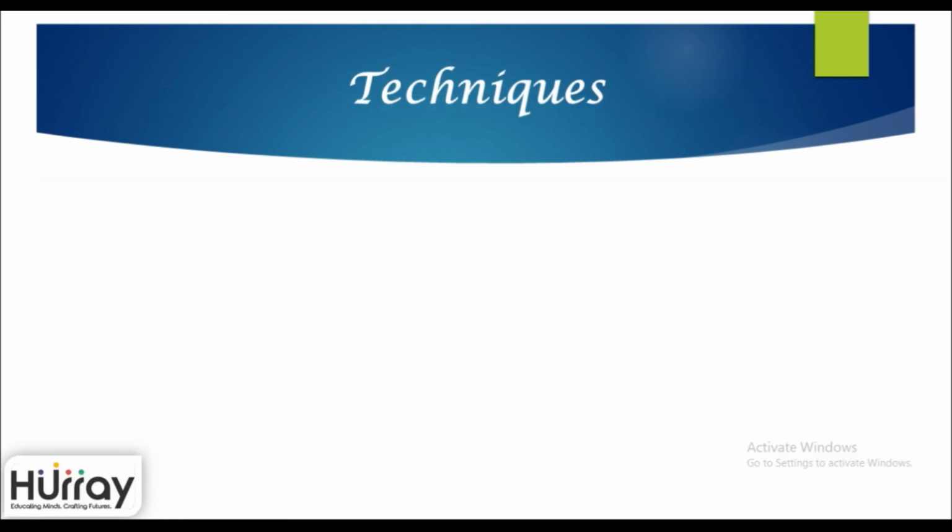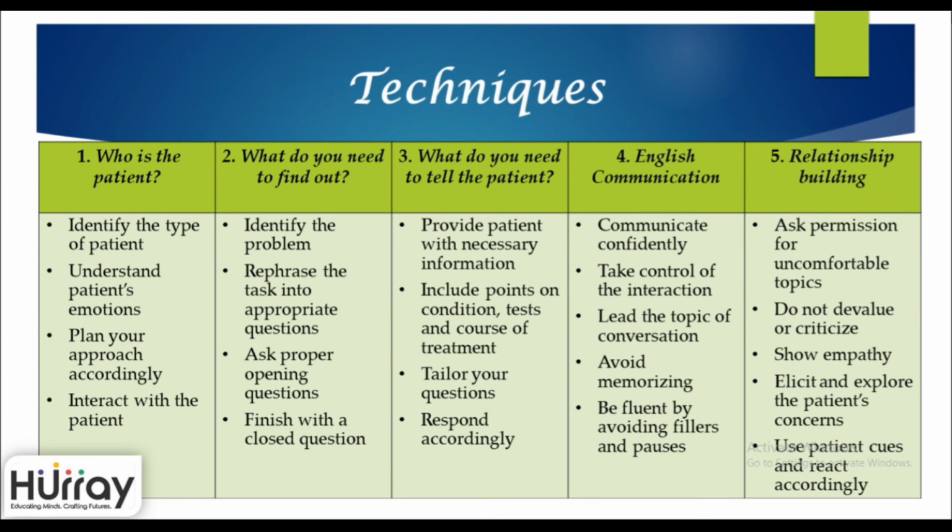Now, here are some techniques. So, first and foremost, you need to understand who the patient is. For this, identify the type of patient, understand the patient's emotions, and plan your approach accordingly. Next, interact with the patient. The second thing you need to do is to find out what exactly the problem is. So what do you need to find out? One, the problem. Next, look at your task and rephrase the points into appropriate questions.